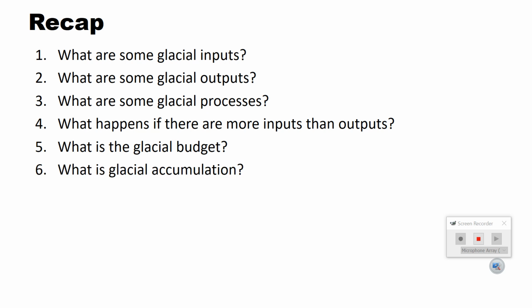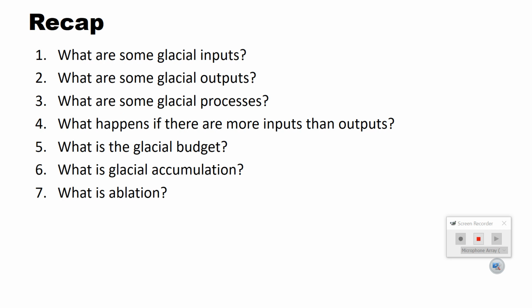There's 6 there. What are some glacial inputs? What are some glacial outputs? What are some glacial processes? What happens if there are more inputs than outputs to the glacier? What is the glacial budget or mass balance? What is glacial accumulation? And what is ablation?